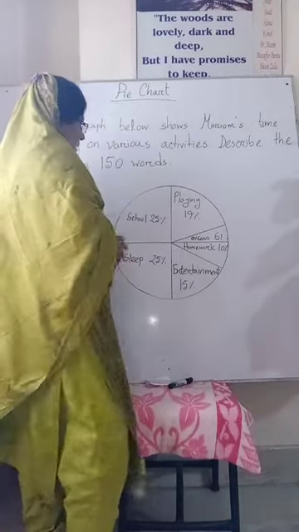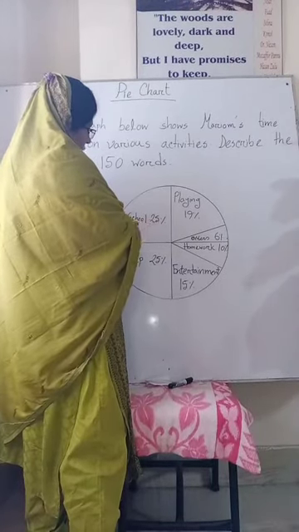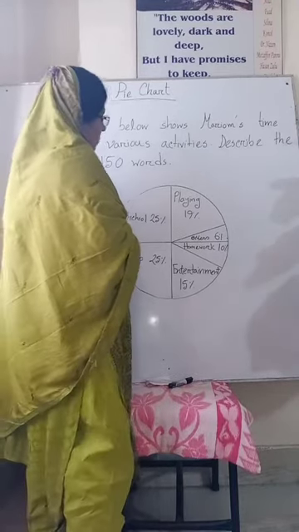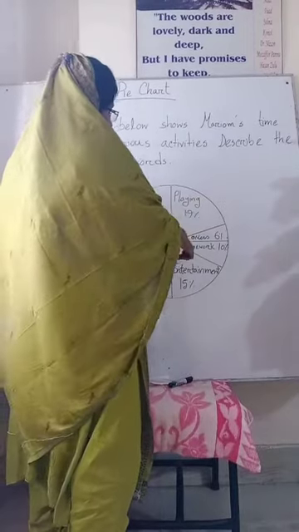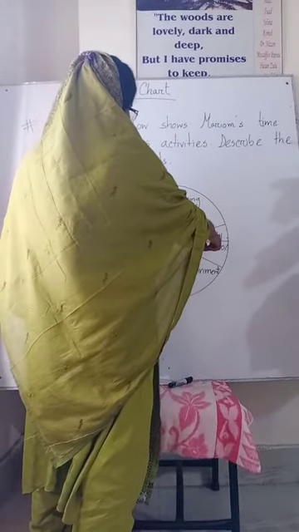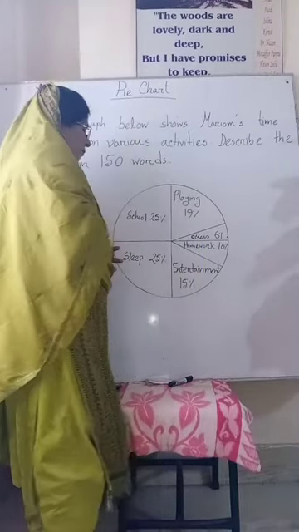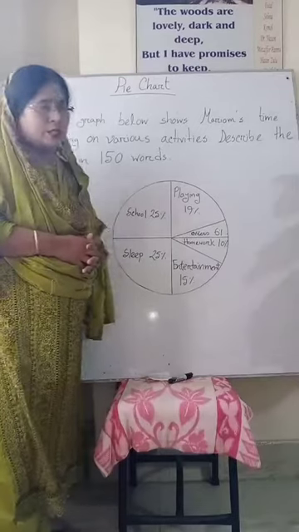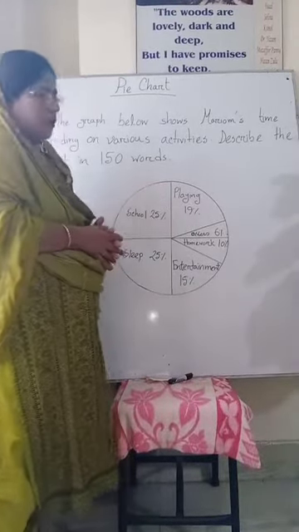Morium's time spending. Morium spends 25% time for schooling, 25% time for sleeping, 19% time for playing, other work 6%, homework 10%, and for her entertainment she spends 15% time. This is the timetable, or the daily routine, of Morium.